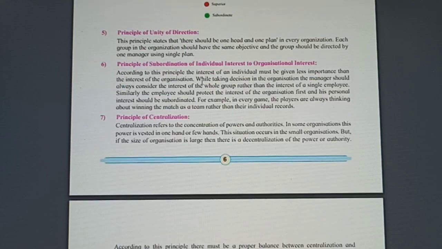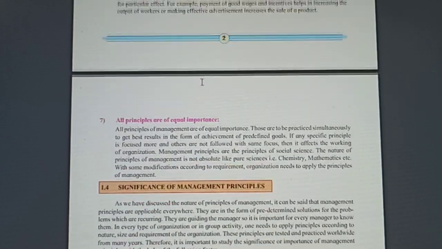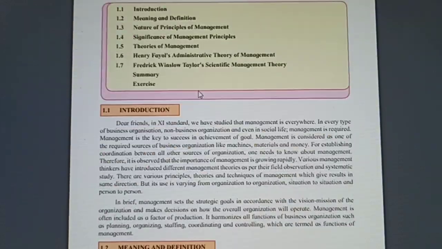So this was all about chapter number 1, chapter number 1 of OCM, new syllabus, principles of management.